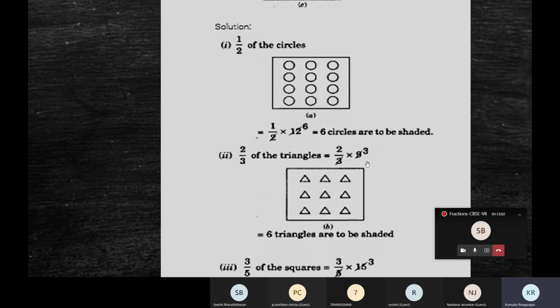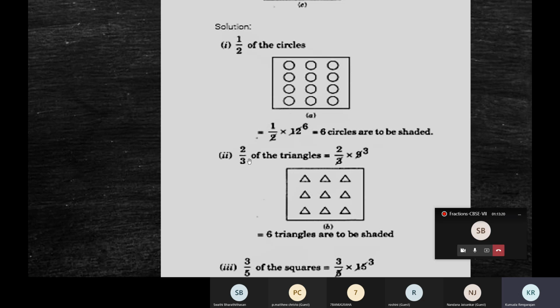So 2 by 3 into 9. Simplify. And now 3 into 2 is 6. Multiply the numerators. 3 into 2 is 6. So 6 triangles are to be shaded.